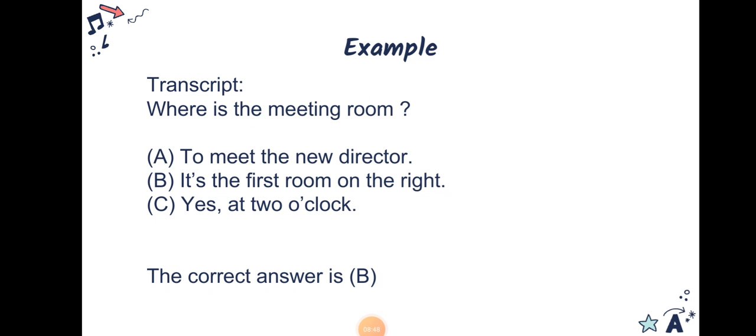Ini bisa dijadikan jawaban. Sementara C, "Yes, at 2 o'clock." Itu bukan jawaban dari pertanyaannya karena C adalah yes or no question. Itu termasuk ke pilihan itu. Maka dari itu, dapat disimpulkan bahwa jawaban yang benar adalah B.